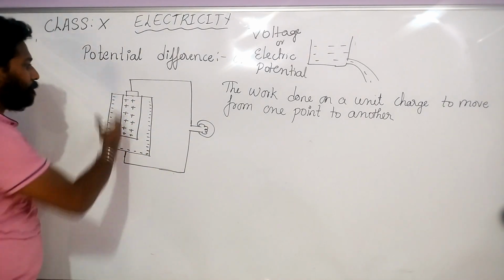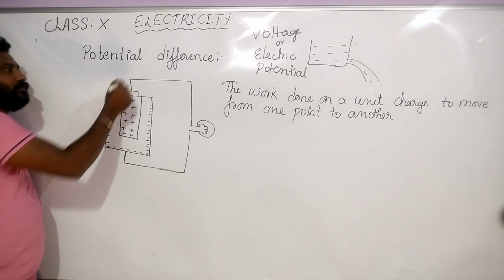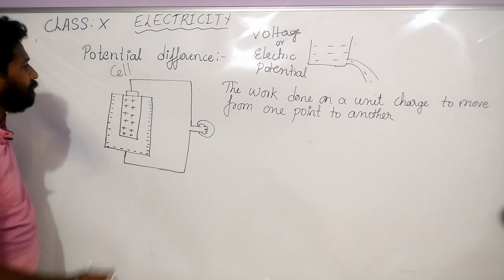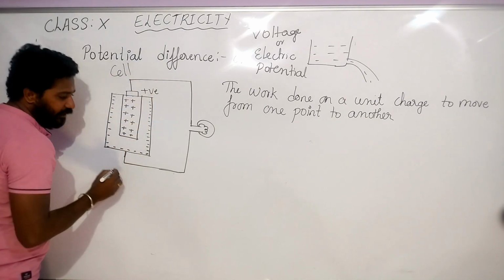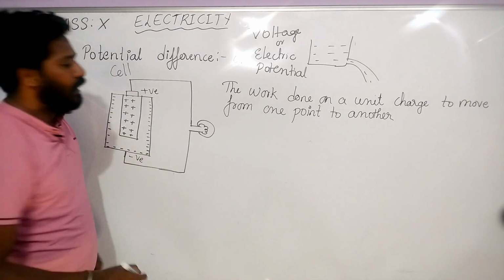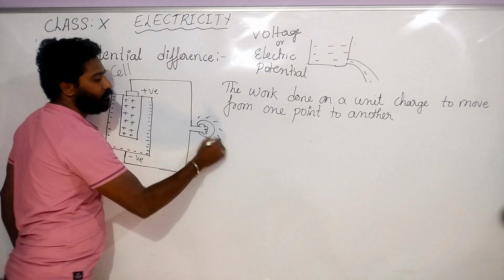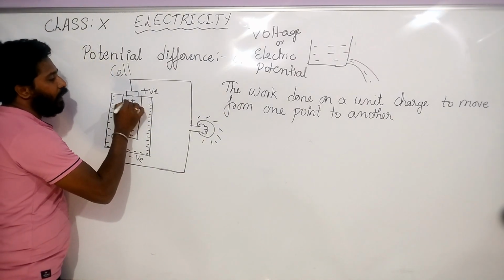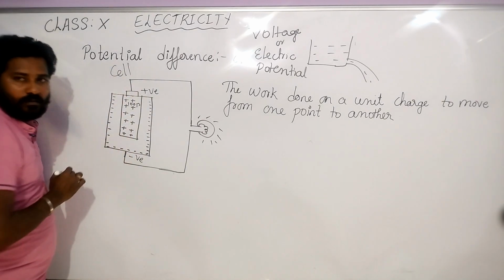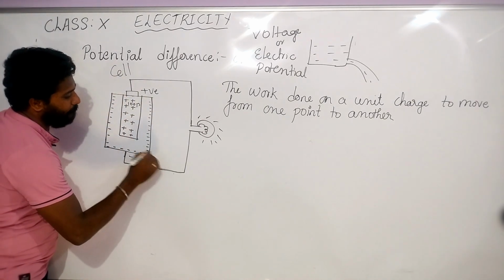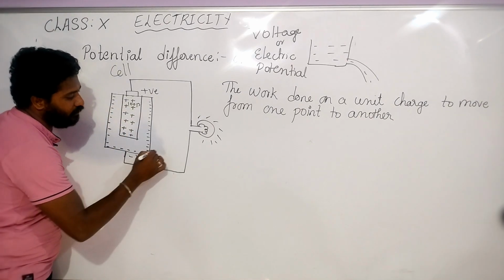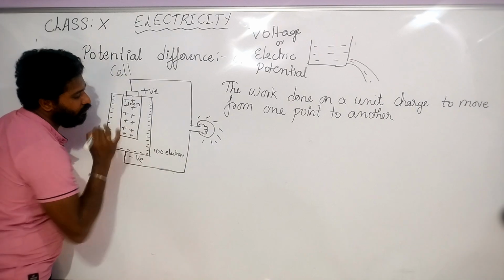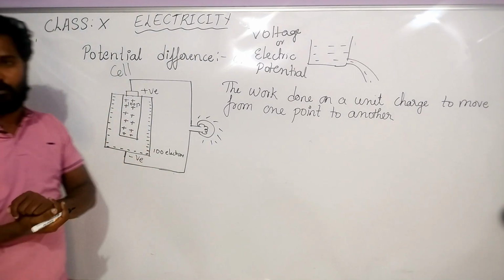Yes or no? So for example, I have taken a cell, an everyday cell. Here we have two terminals. This is called the positive end and this is called the negative end. And this is a bulb. Did you understand? Now what happens? Imagine that I got 100 protons here and 100 electrons here. 100 protons and 100 electrons.